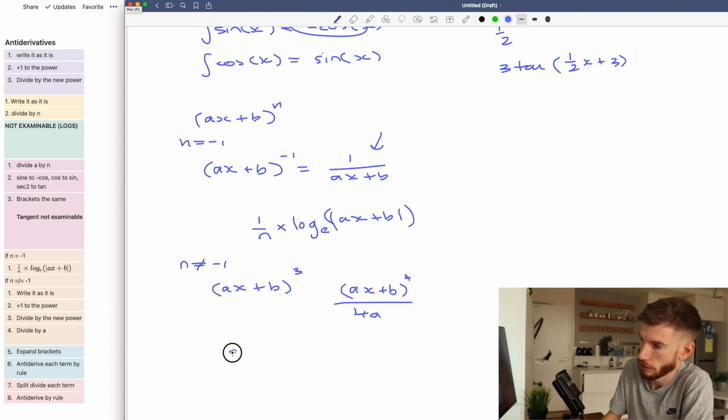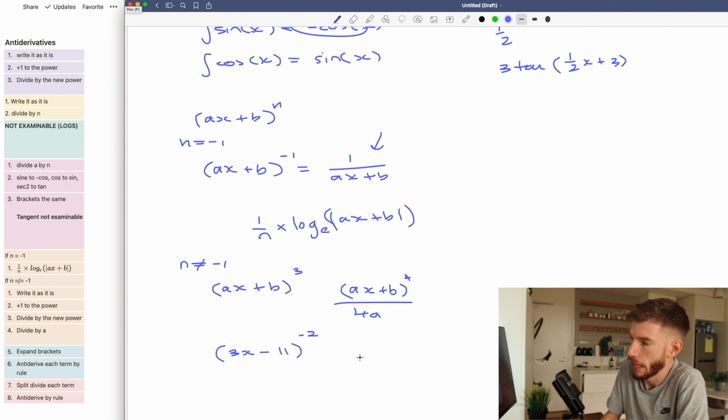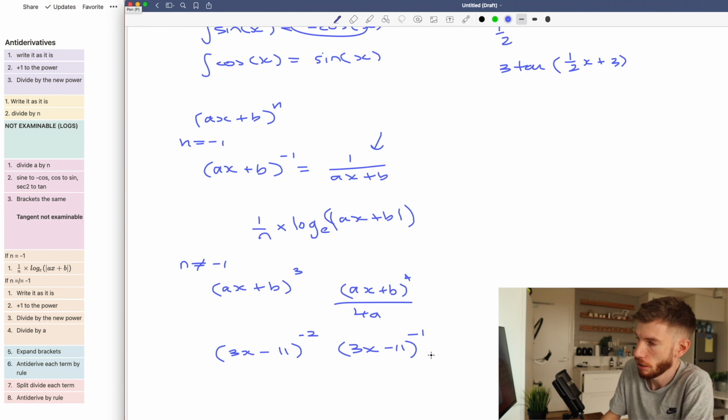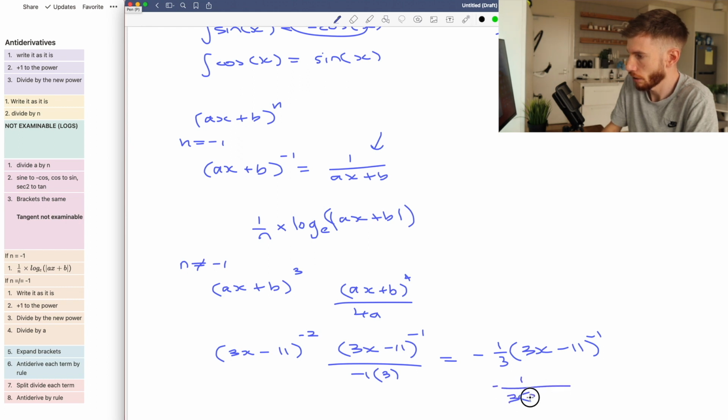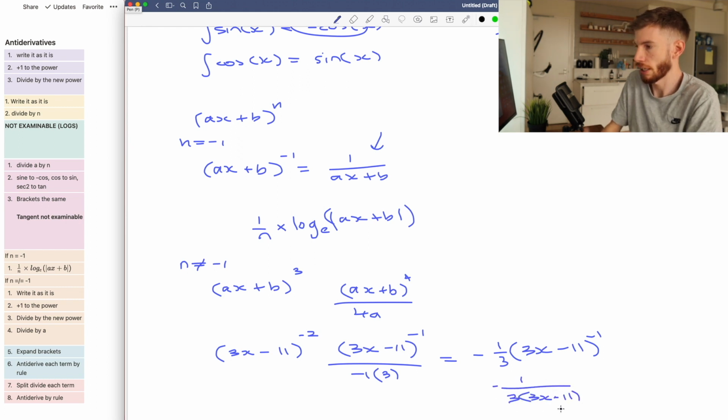But let's say it was something like 3x minus 11 all to the power of negative 2, for example. Then what you would do is write it as it is. Add 1 to the power, which becomes negative 1. Divide by that new power. And then when you're dividing a fraction by a whole number, it just multiplies down to the denominator with it. The 3 will come down as well. So that gives us a negative 1 on 3, effectively. We can clean it up a little bit like that. And really, we could write that as a hyperbola as well. We could write negative 1 on 3 times 3x minus 11, and we get kind of like an augmented hyperbola function.